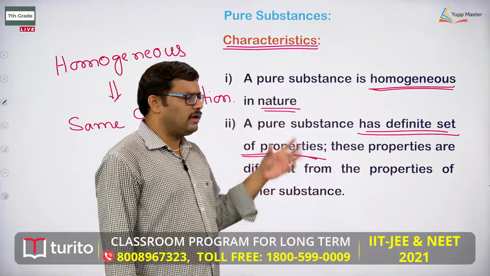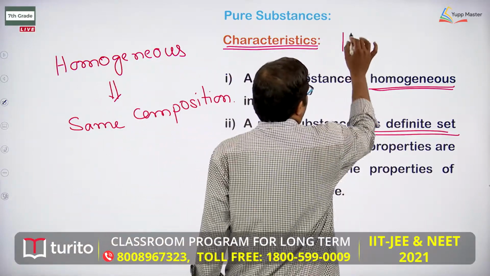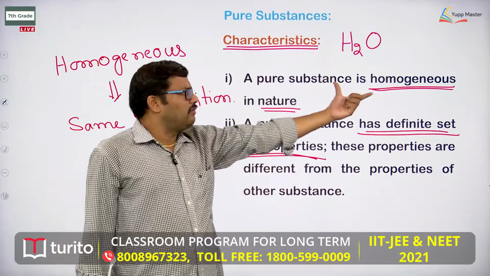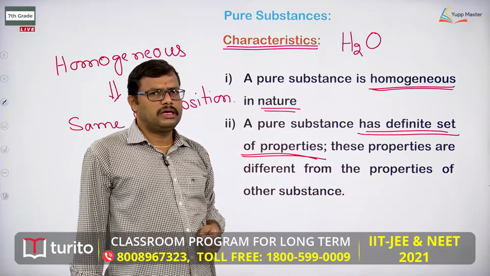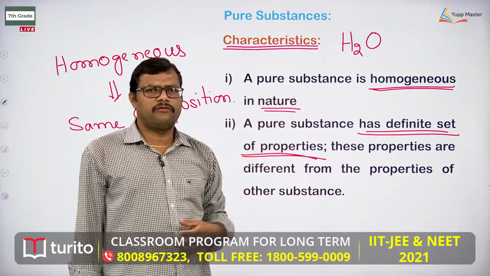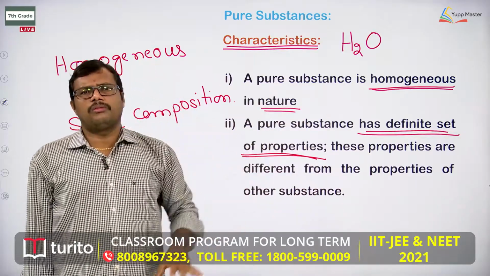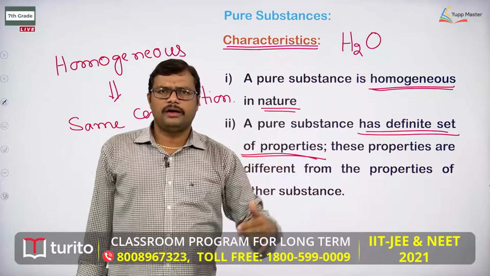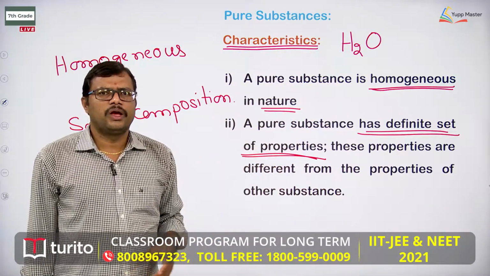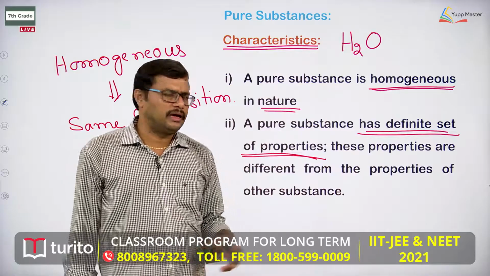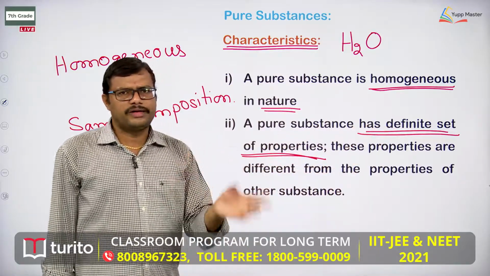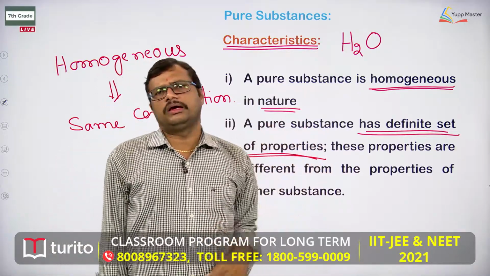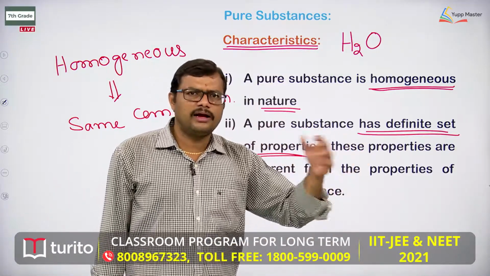So, for example, if I am taking water as a pure substance, within the water, if you are looking, it will be homogeneous throughout the water that I have taken. If I am taking 1 liter of water, within 1 liter, we have only water molecules, no other particles are present, okay. And moreover, when I cool it, it will freeze at 0 degree centigrade. When I heat it, it will boil at 100 degree centigrade. So, the properties of water are fixed. If any impurity is present in the water, it is not going to freeze at exactly 0 degree. It does not boil exactly at 100 degree centigrade.